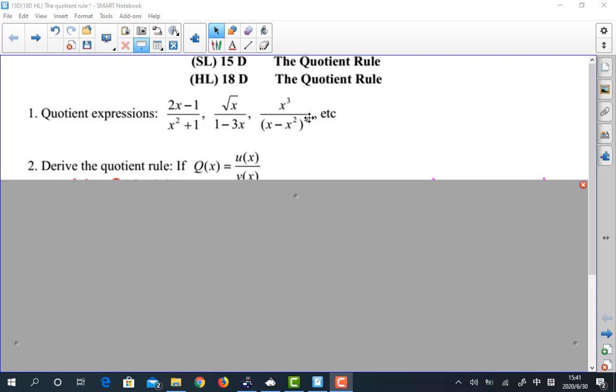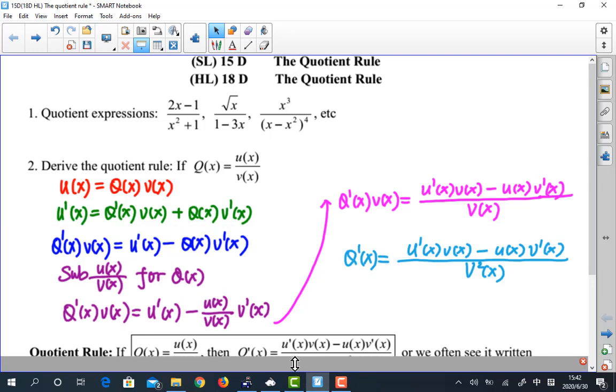So today we need to introduce the quotient rule. Let's derive the quotient rule. If q of x is a quotient of two functions, u of x divided by v of x, how can we find q prime x? Since we have already learned the product rule, we change the quotient form to the product form. We multiply both sides by v of x. We can change this quotient to the product form. Therefore, u of x equals q of x times v of x.